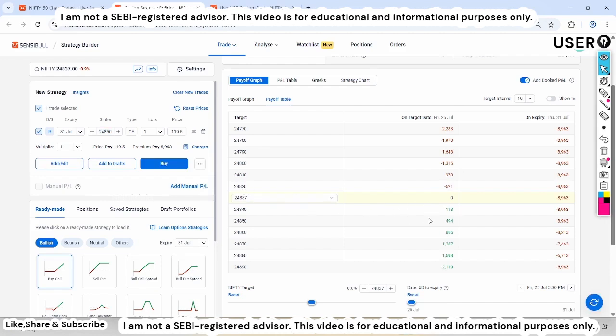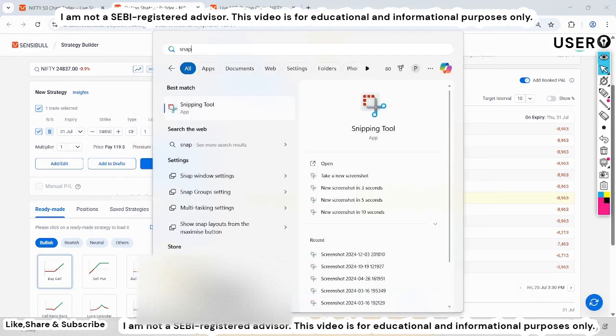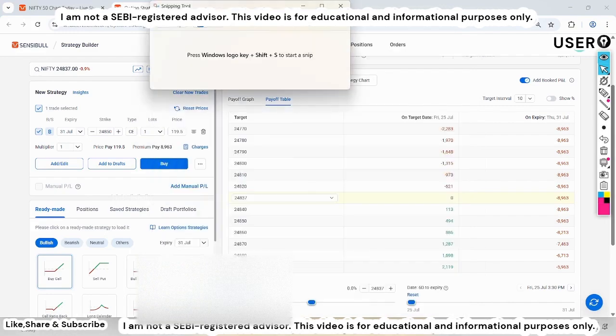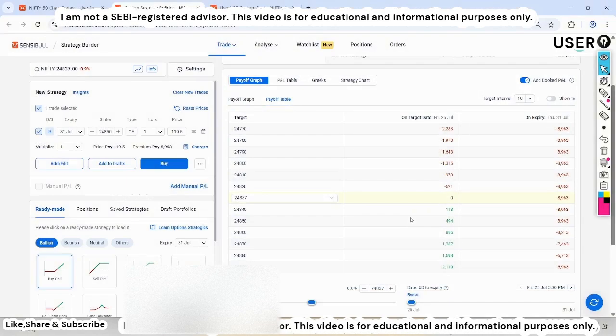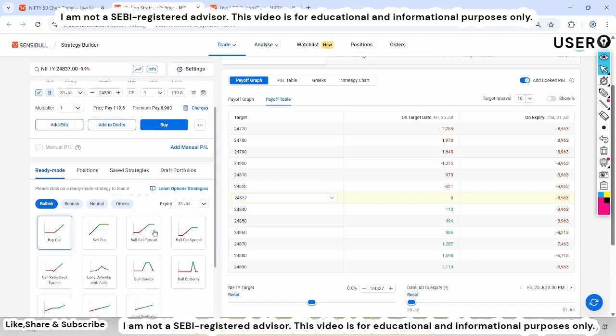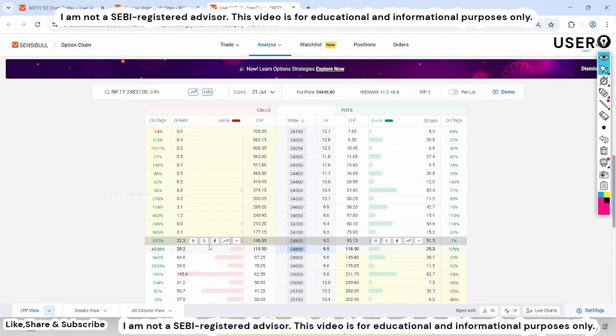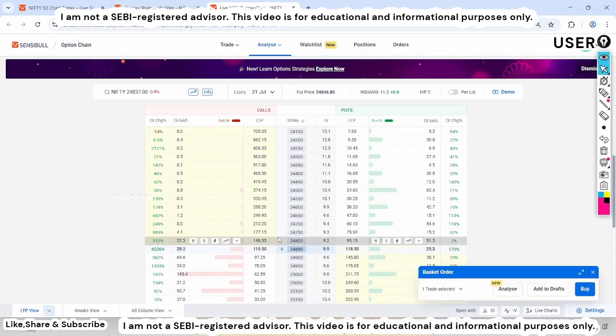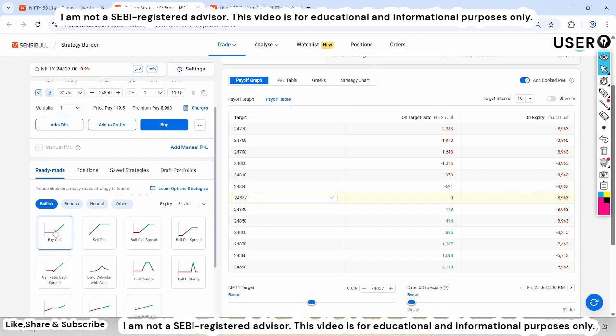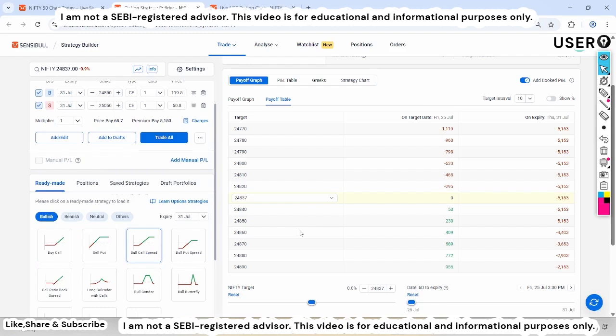How to hedge it properly? I will take a screenshot of this one, so you can compare the losses if you hedge it properly. For this hedging, there are ready-made strategies available. You can consider them. Similarly, I will be going for option buying, a bull call spread.